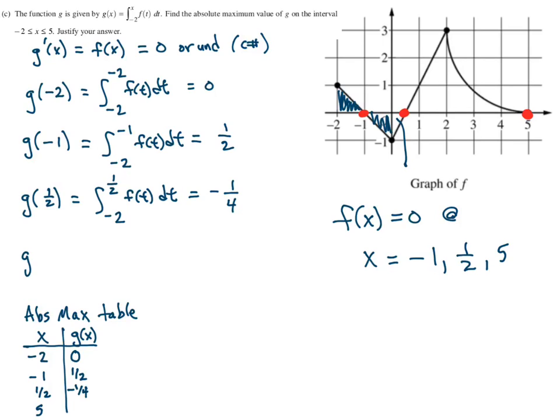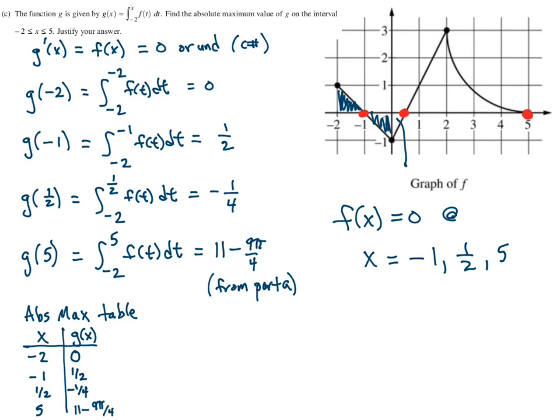The last one here would be g of 5, -2 to 5 of f of t dt. We've already found that from part A, so I'm just going to bring that in. That's 11 minus 9 pi over 4. So we already did all that legwork ahead of time. Okay, so the absolute max value on that is 11 minus 9 pi over 4. That's bigger than any of the other values, and so that would be the absolute max.